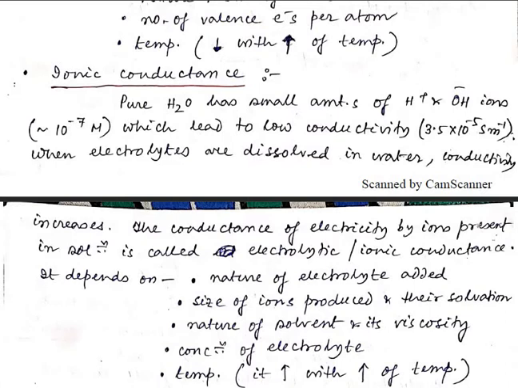First of all, the nature of the electrolyte added. Next, the size of ions produced and their solvation. Next is the nature of solvent and its viscosity. Next is the concentration of electrolyte, and last, that is temperature. If I increase the temperature, the ionic conductance value also increases. Okay, so that is all about the ionic conductance.